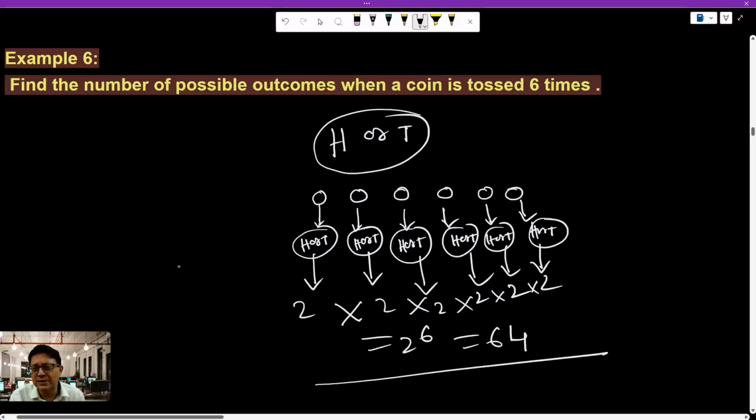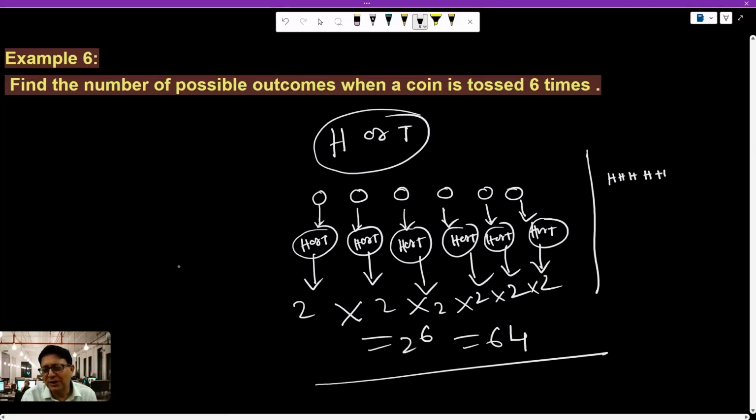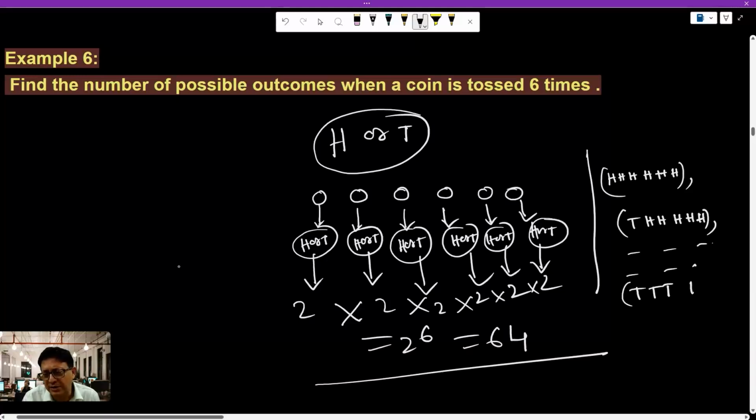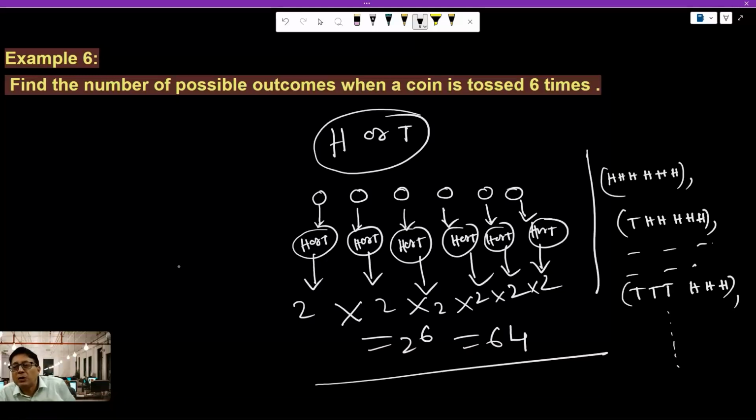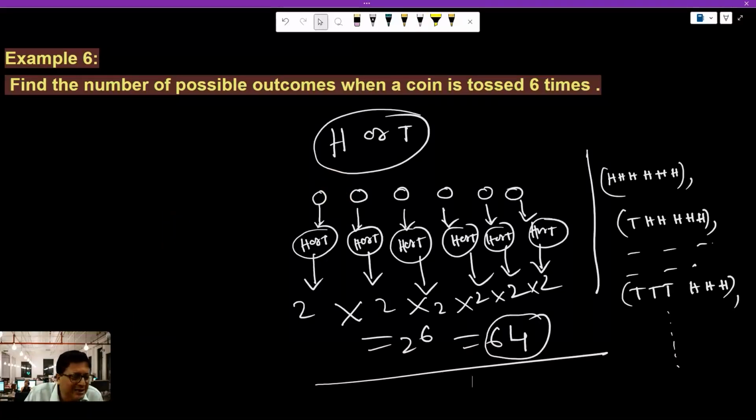Can you write one case? Yes. First one head, second one head, third one head, fourth one head. This is one case. Can you write another case? Yes. First one tail, then head, head, head, head. This way. Can you write another case? Yes, I am taking 3 tails and 3 heads. If you really want to do it, do it. It is good. First time you need to prove I am wrong or your method is faster. I will happily accept. It will be 64 only. Neither more than that nor less than this.